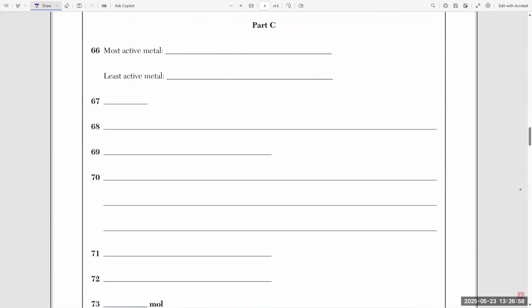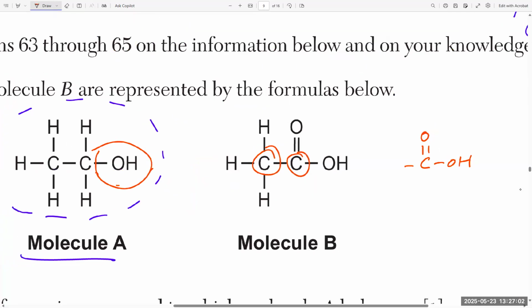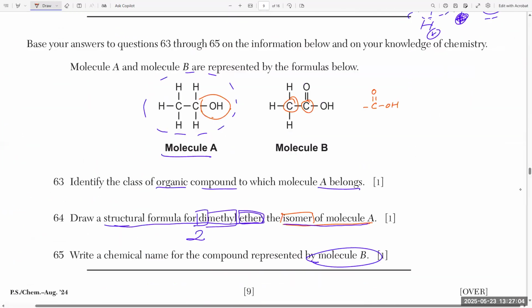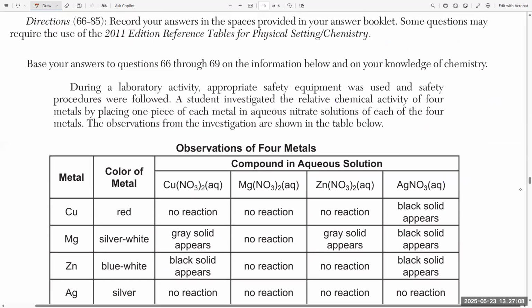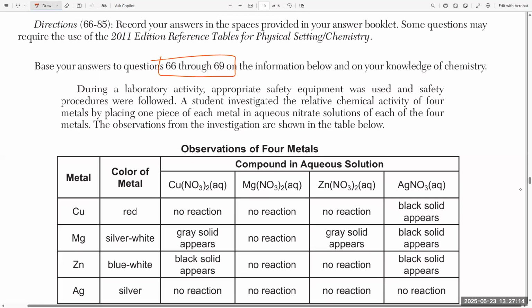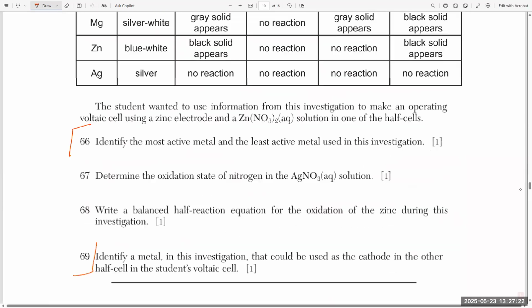Go to 66. During a laboratory activity, first of all, this is the other thing I do that I forgot to mention: 66 through 69, because I'm a bit of a scatterbrain, I actually do this, right? So then I know that that's actually part of the same group, right? Let's keep going.